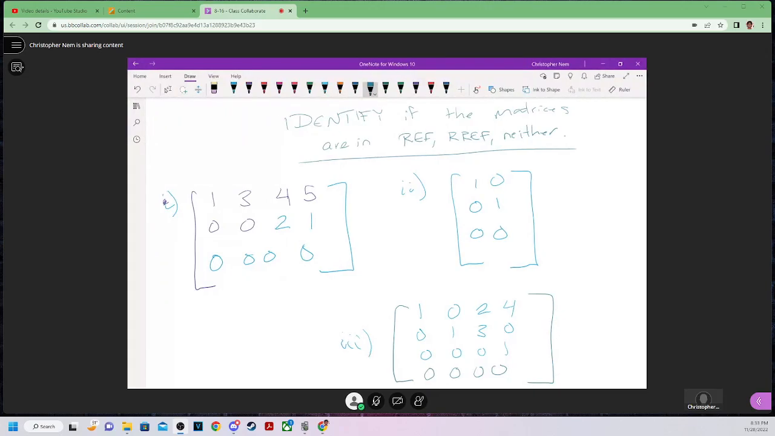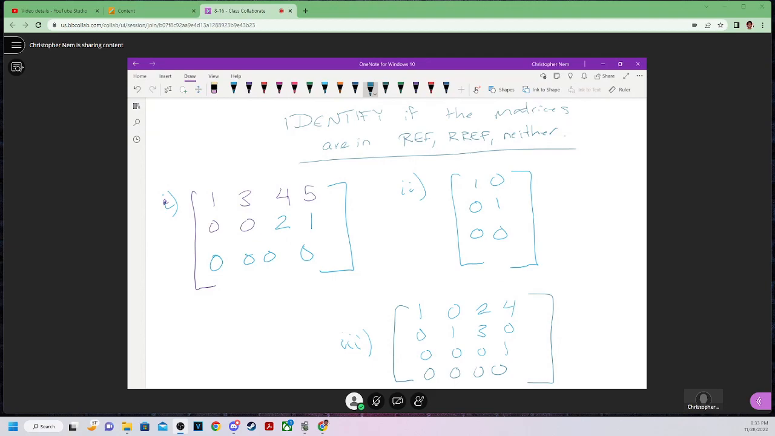All right, to wrap up with some matrices, first let's see if we're able to identify, similar to what we did before, if it's in row echelon form, reduced row echelon form, or neither. I've given 3 matrices. They are not related to each other. Go ahead and try it out. Pause the video if you would like. I'll come back in a few seconds.